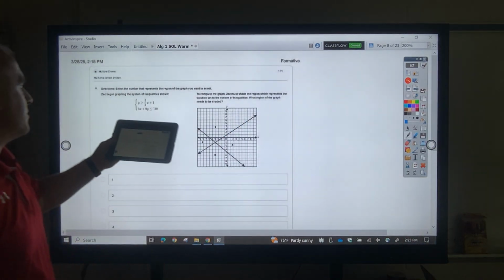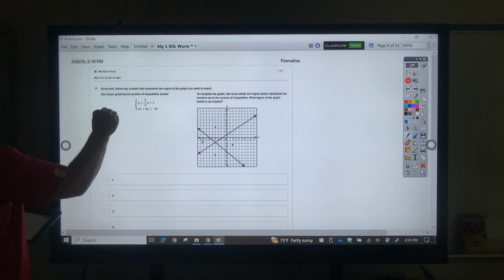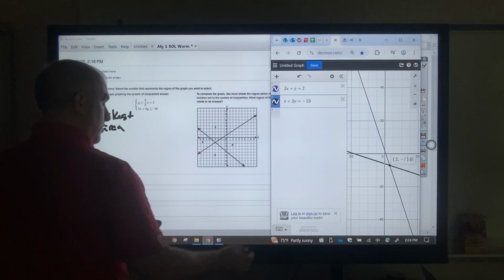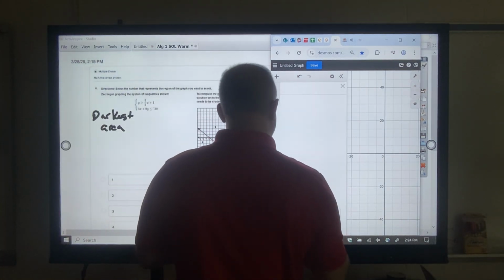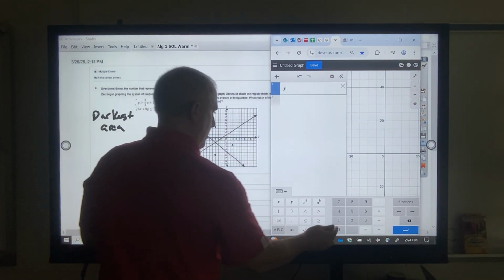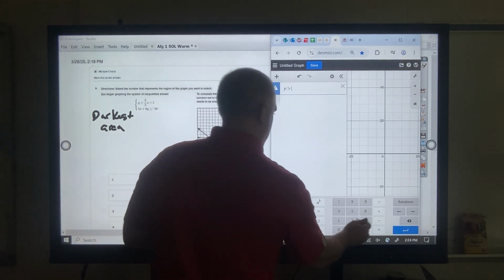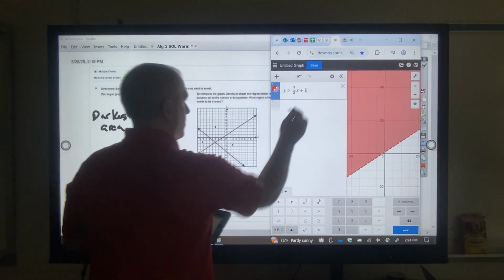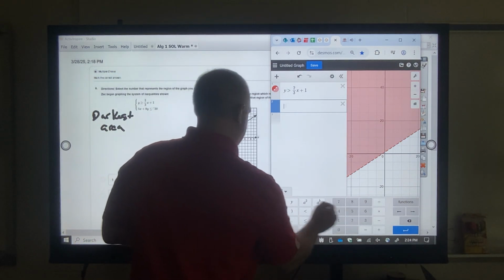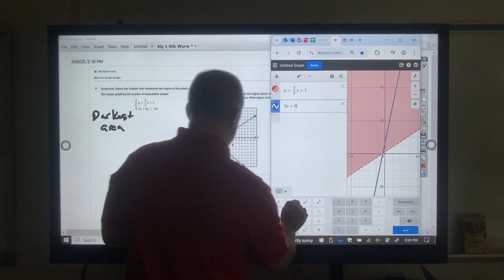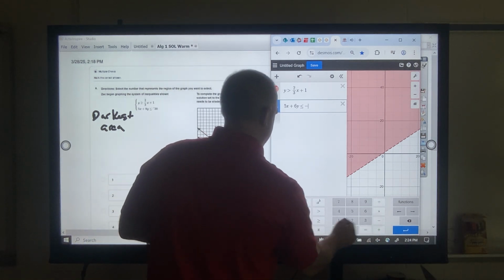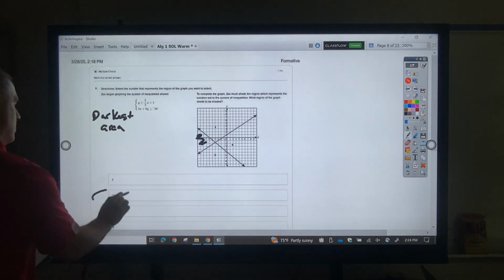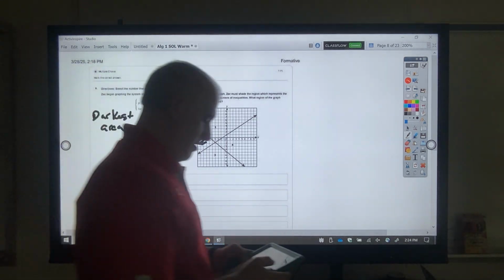When you get these type with inequalities, we're looking for the darkest area. So I type in y greater than 2 divided by 3, click over here for x plus 1. Okay. 5x plus 6y less than or equal to negative 30. Okay, darkest area is right there, so I would select 2. Only pick one area, okay?